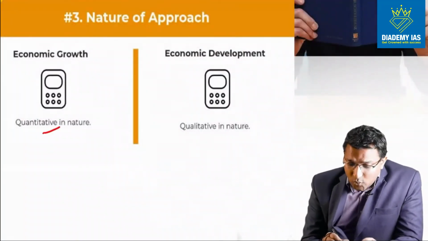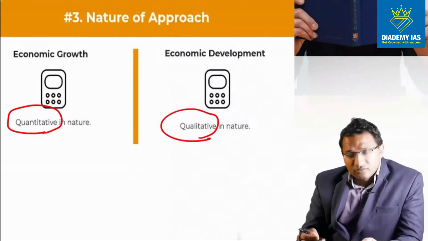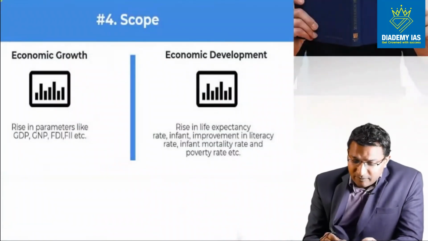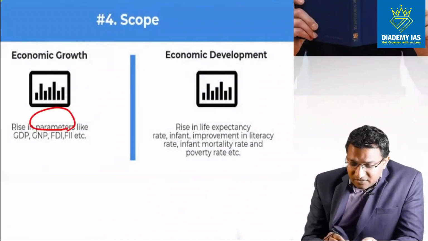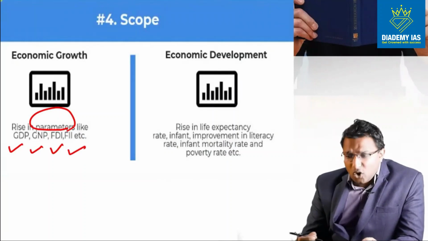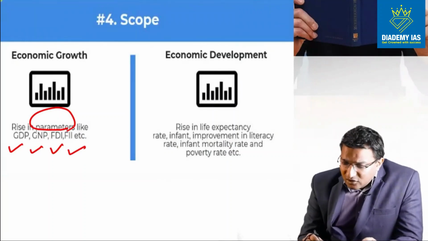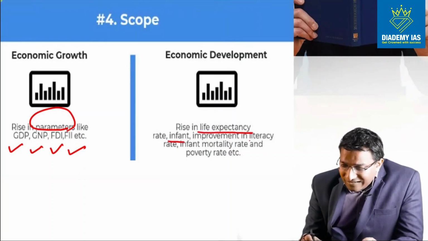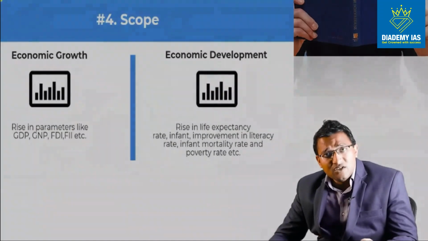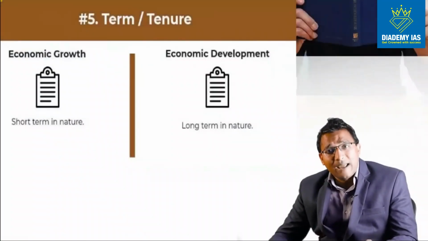Then, economic growth is quantitative. Economic development is qualitative. We have already seen economic growth, what are the parameters? The parameters can be in the form of GDP, GNP, FDI, FII. Economic development talks about life expectancy, infant mortality rate, improvement in the literacy rate, poverty rate, etc. So economic development is much more comprehensive, much more multidimensional.